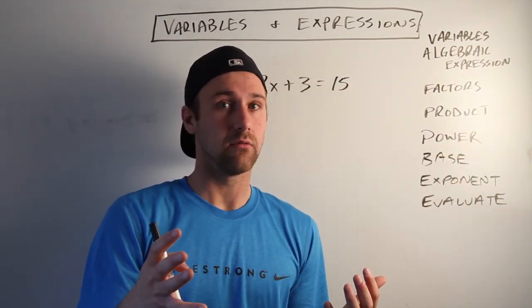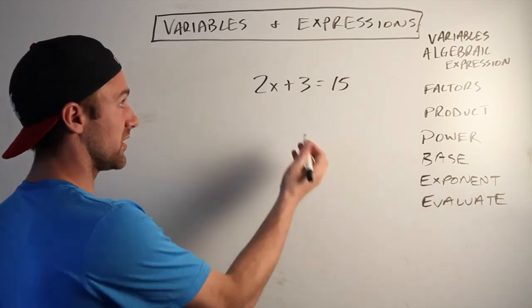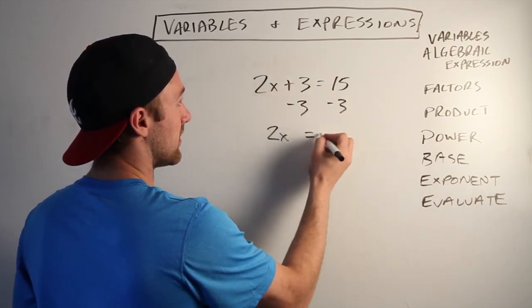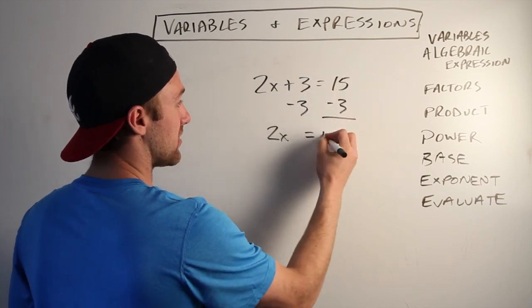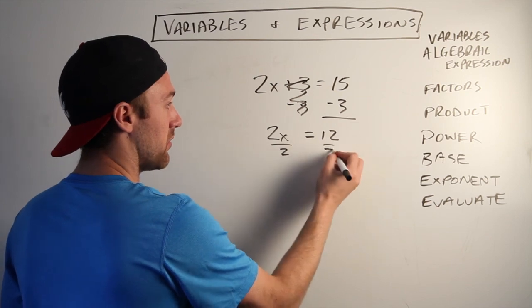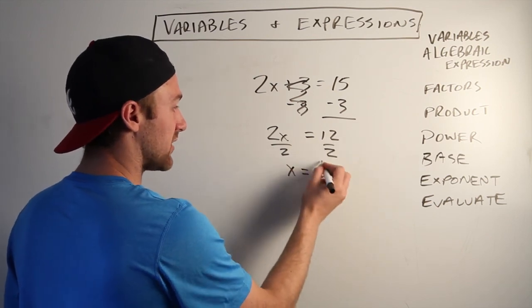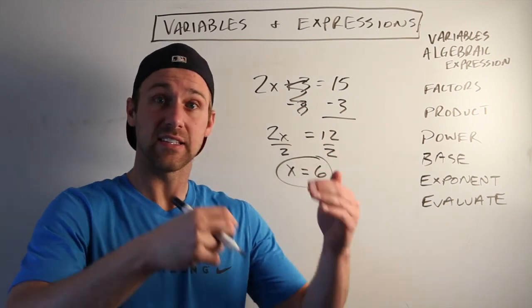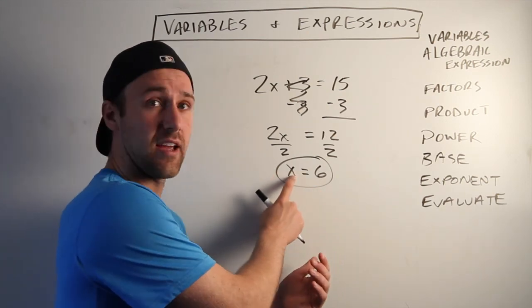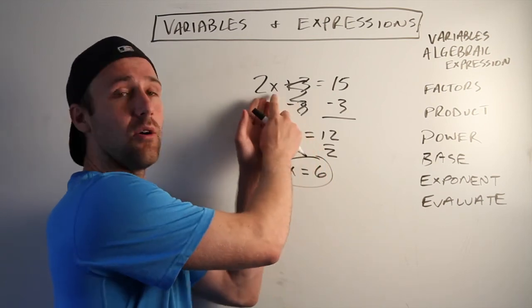So, for instance, in this one you would subtract 3, that would leave your 2x. You do 15 minus 3, that's 12. 3 minus 3 is 0, so it goes away. Then we divide by 2, x equals 6. Therefore, 6 is x, and x is 6. That variable right there stood for 6. We didn't know that when we started.